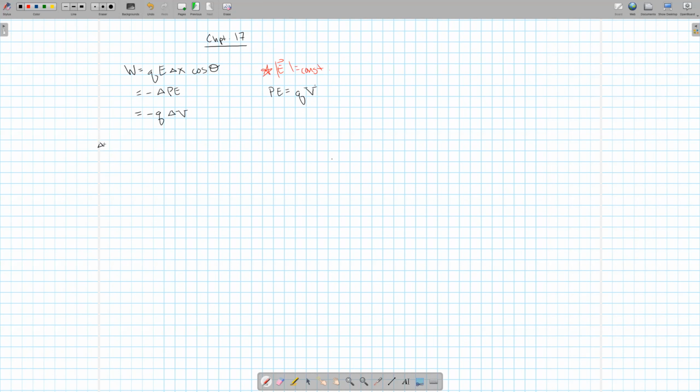So from here, this tells us that the change in electrostatic potential is equal to negative the electric field times the displacement times cosine of the angle between the two, or the electric field magnitude is equal to negative the change of potential divided by the displacement in that particular direction. So this would be the x component, for example, of the electric field.